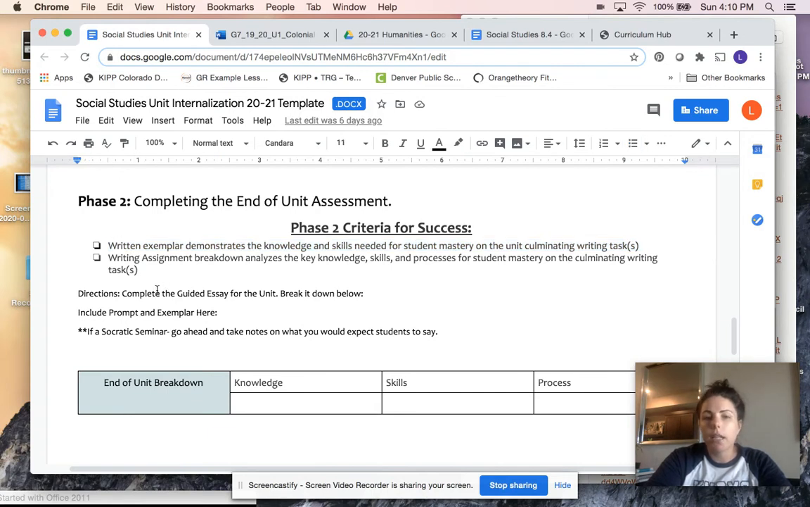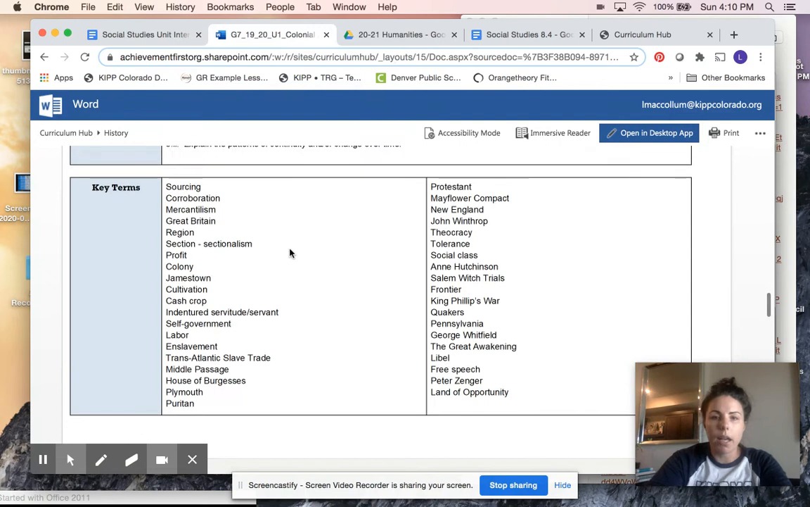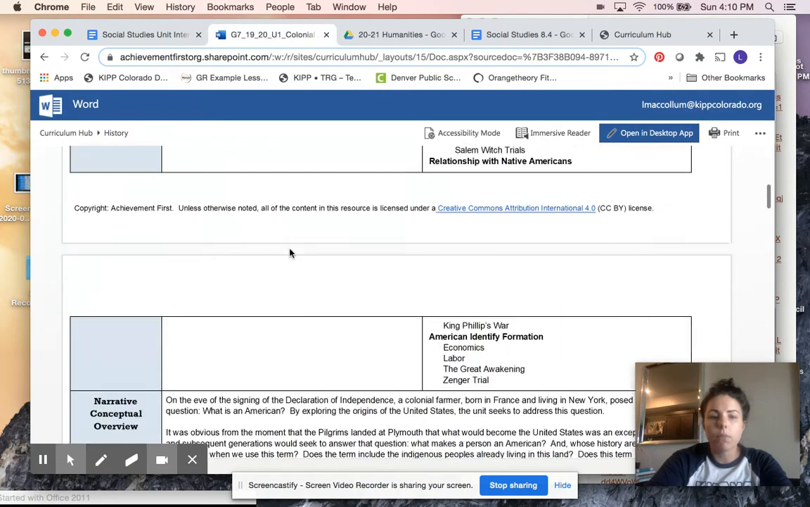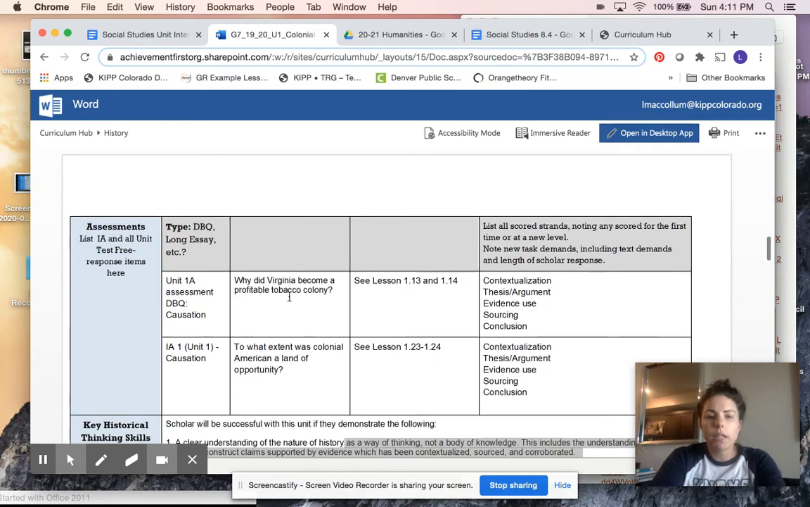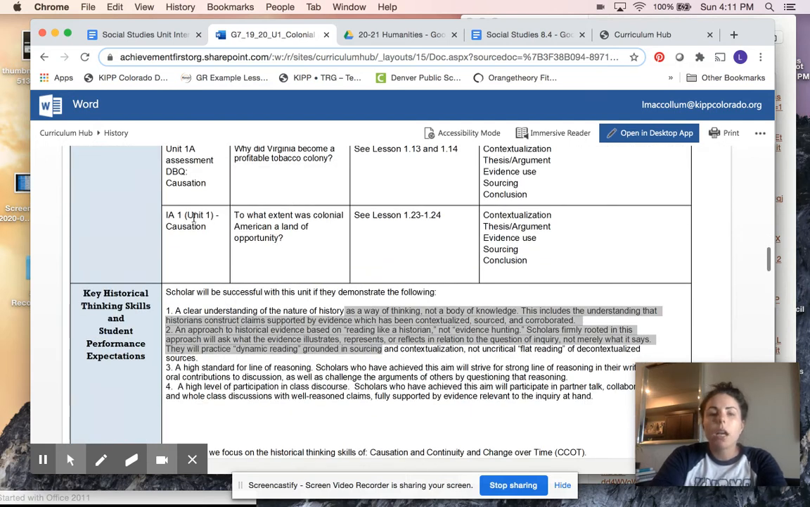Directions: complete the guided essay for the unit, break it down below, include prompt and exemplar here. So I'm going to use 7th grade as an example. Again, I'm in my unit overview. I'm going to go down. I'm going to look and I'm going to see, okay, why did Virginia become a profitable tobacco colony? That's my mid-unit. I'm not going to worry about that.